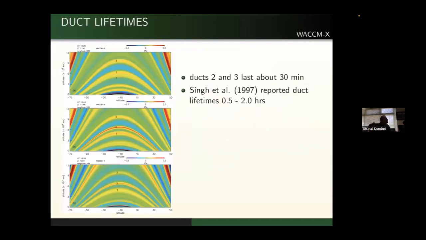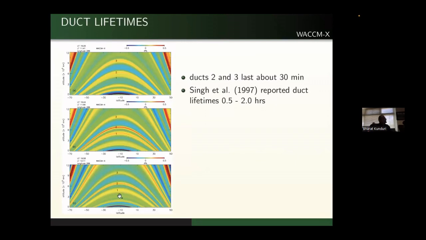Then the other question we looked at was, how long do these ducts live? So this middle panel is what I showed previously. The top panel is 15 minutes earlier. The bottom panel is 15 minutes later. And so in this top panel I labeled 1, 2, and 3. So 1, there's actually no duct really. 2, you can see a duct, and 3. So they live on for 15 minutes.